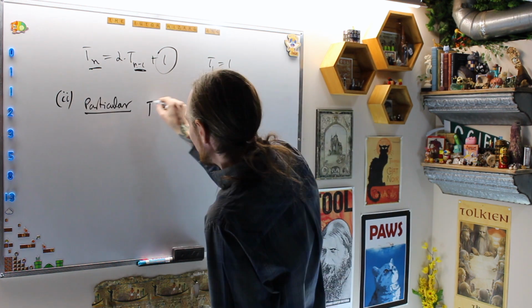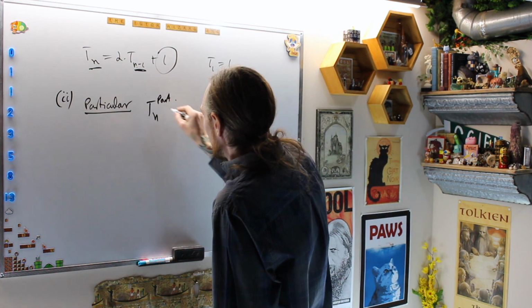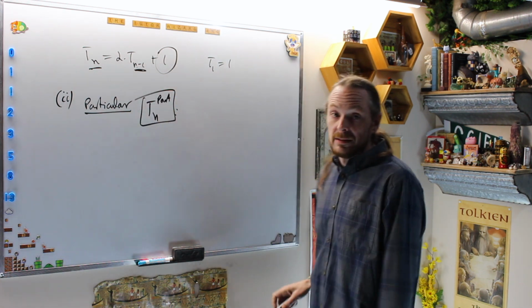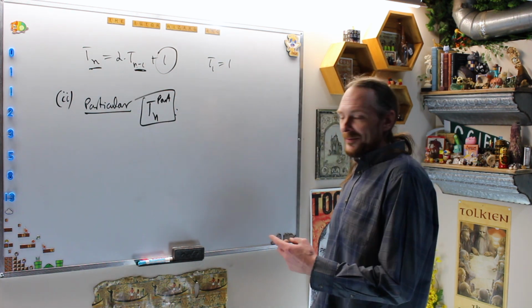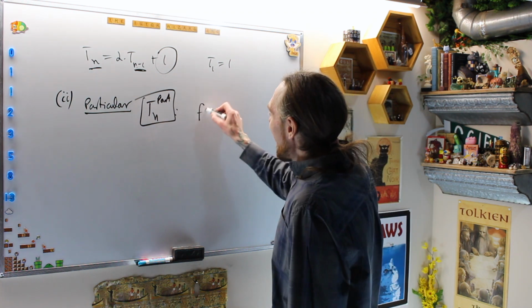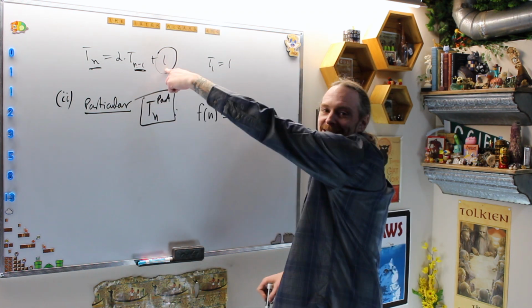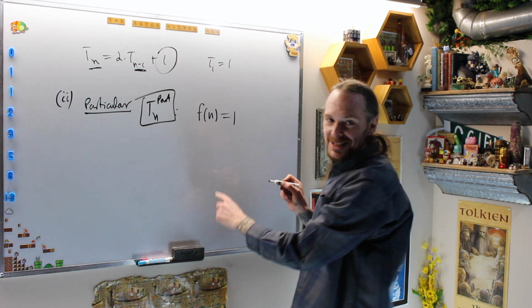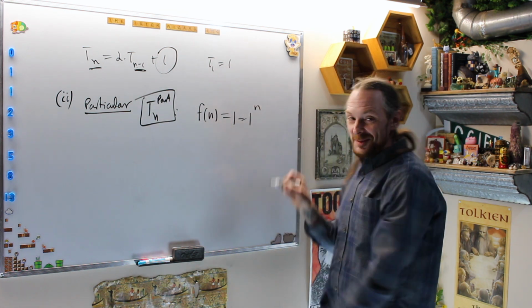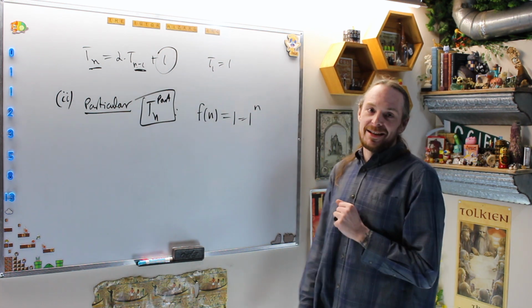Particular solution, Tn particular. How do we find that guy? I don't know, you're telling me, you're doing the videos. Okay, that was rhetorical. This is non-homogeneous because our Fn is 1, which is actually why I picked it: 1 to the n is who that guy is.